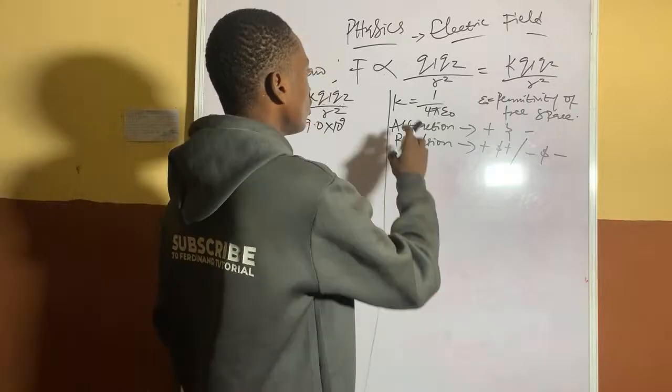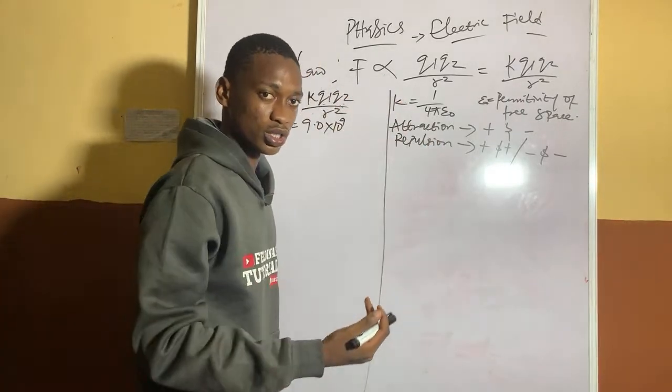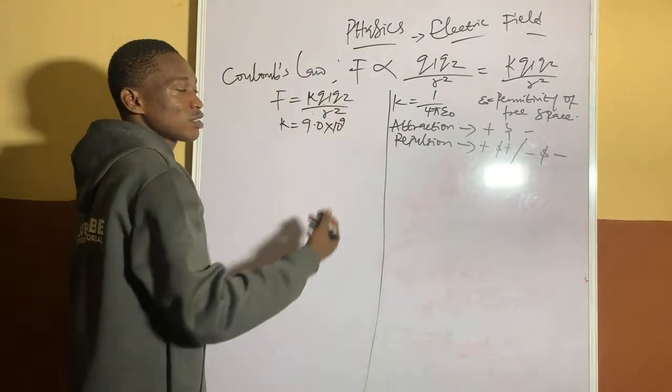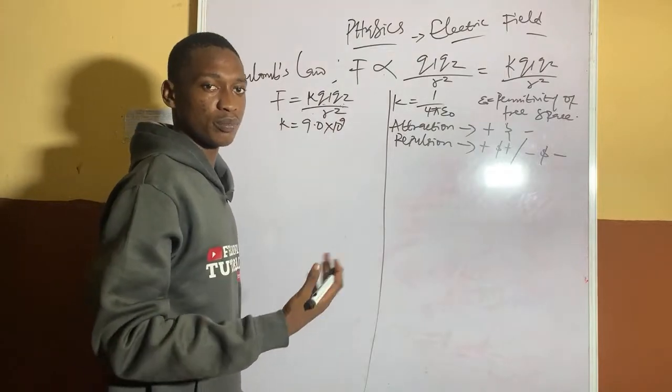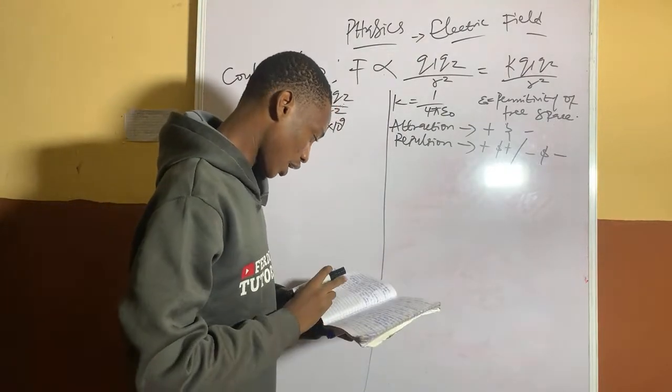Okay, so now this is the Coulomb's law equation. Most of the time we try as much as possible to solve a question example. Let's look at this particular example that I have here in my book.